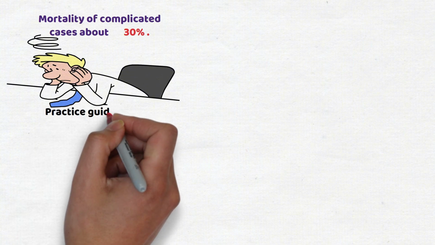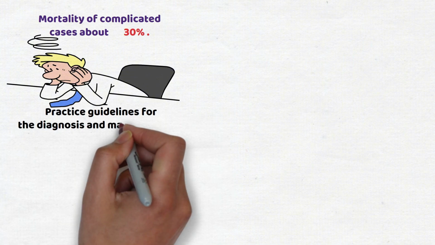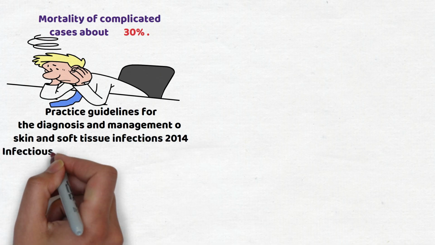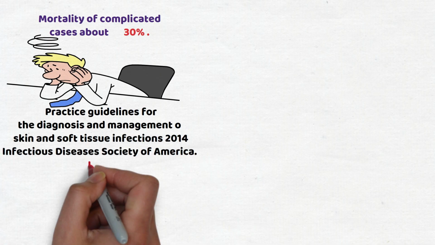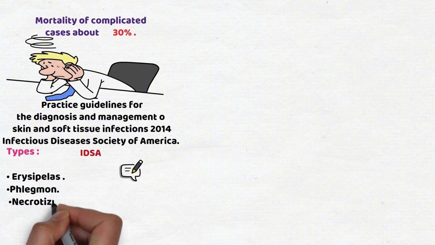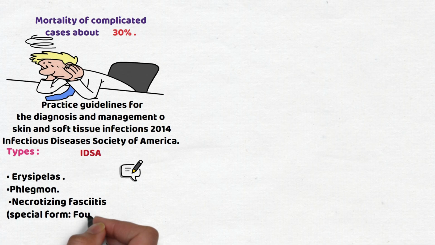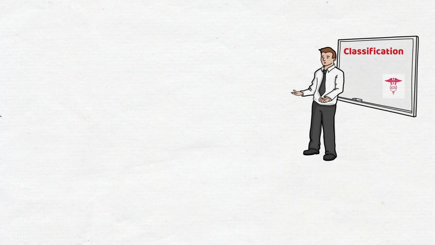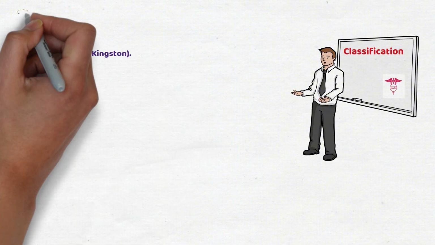Guidelines: Practice Guidelines for the Diagnosis and Management of Skin and Soft Tissue Infections 2014 from the Infectious Diseases Society of America. Types: erysipelas, phlegmon, necrotizing fasciitis, special form Fournier gangrene. Classification: according to urgency, according to Kingston.